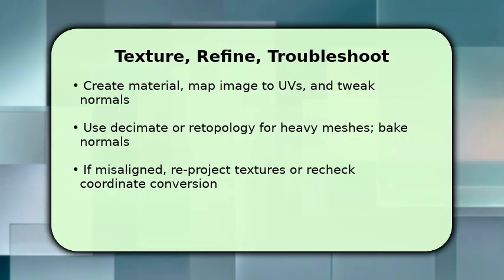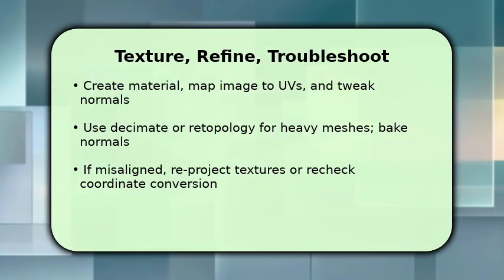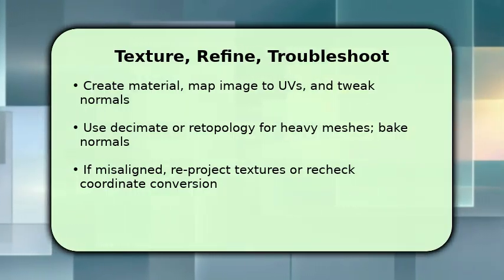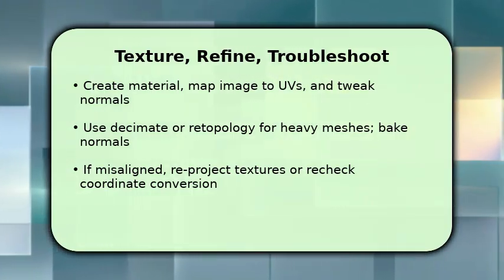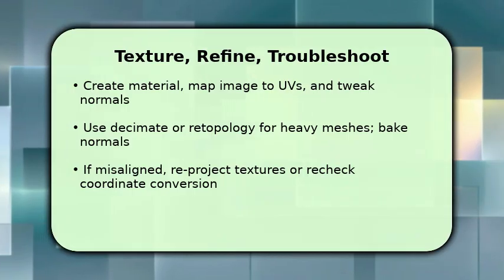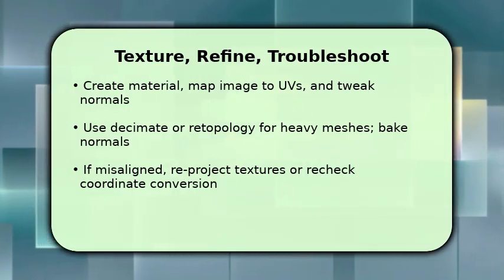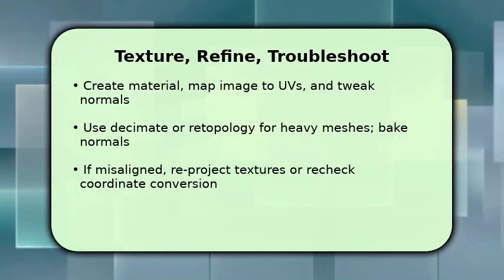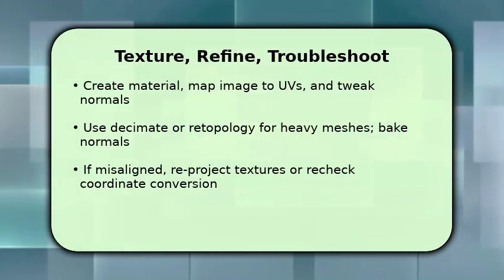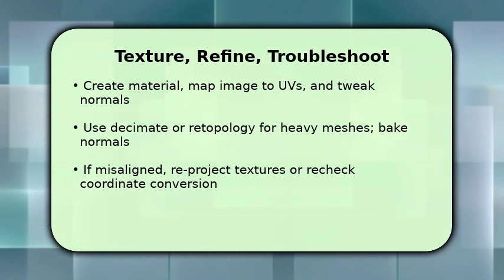Once done, simplify dense geometry with decimate or topology and bake normals to retain detail. If textures appear warped or the mesh sits off-grid, reproject the texture, re-export with consistent projection, or rerun the conversion tool. These steps solve most alignment issues.